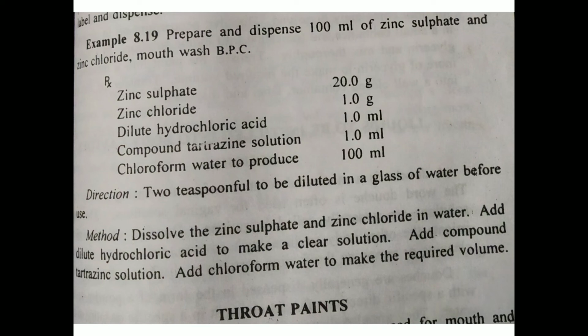The procedure involved in preparation of zinc sulfate and zinc chloride mouthwash is to dissolve the zinc sulfate 20 grams and 1 gram of zinc chloride in water. Add the dilute hydrochloric acid to make a clear solution. Add compound tartrazine solution and make up to the required quantity with chloroform water. Transfer the contents into a bottle, label and dispense.